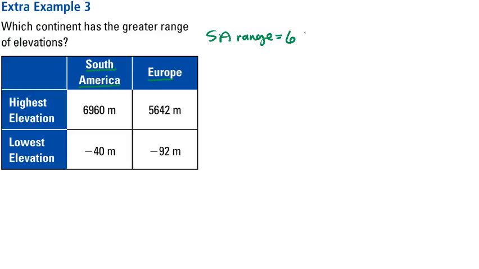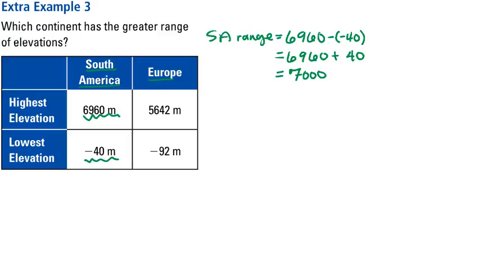So we're going to have 6,960 minus negative 40, and that's 6,960 meters above and then 40 meters below sea level. So we're going to look at this and say, okay, 6,960 minus negative 40, well, that's the same as adding a positive. So we're going to say 6,960 plus a positive 40. As I add those together, I get 7,000 meters for the range in South America.